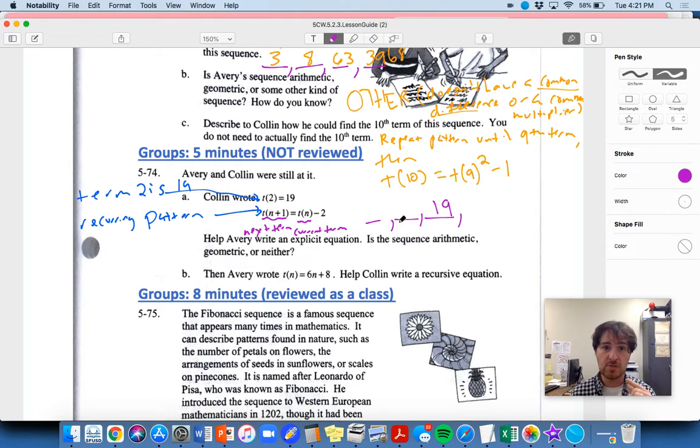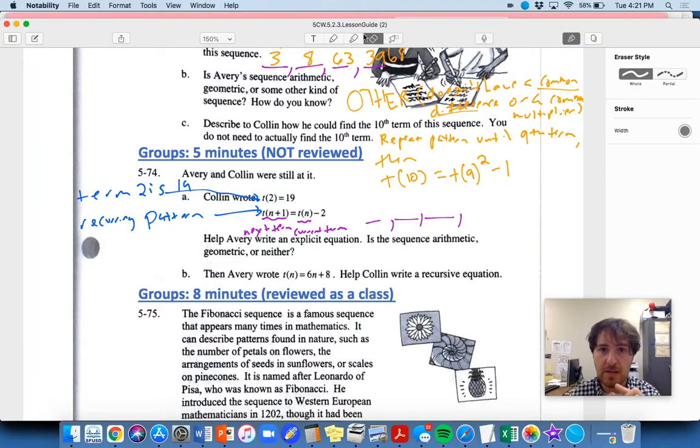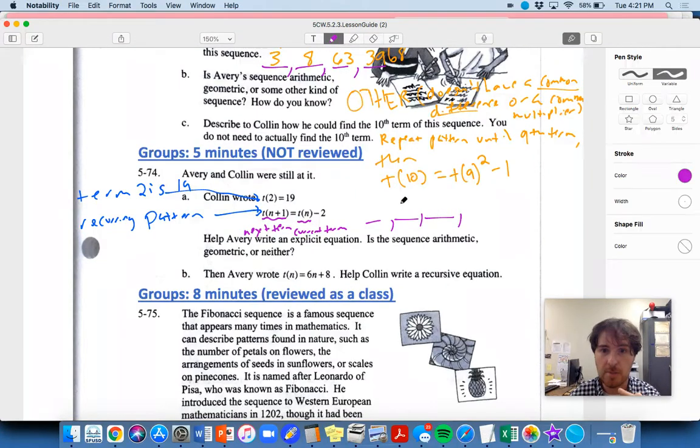Second term is 19, so I put that in the wrong position. Oops. And then in the third term place, my third term is going to be, well, take away 2, which is 17. Fourth term, 15. First term: if I'm going minus 2 as my terms get bigger, then going backwards, this would have to be 21. That's my first term right there.